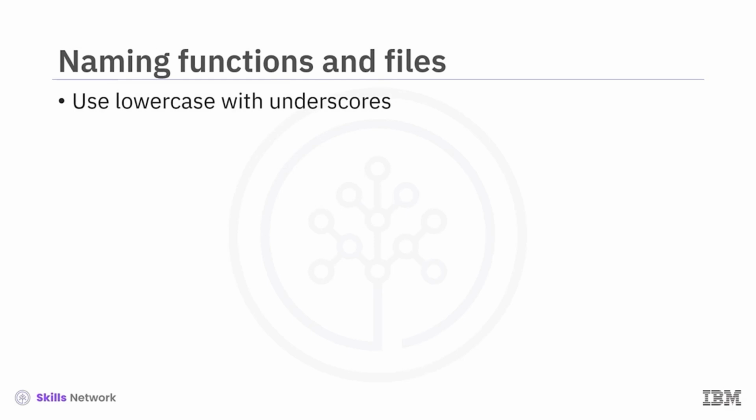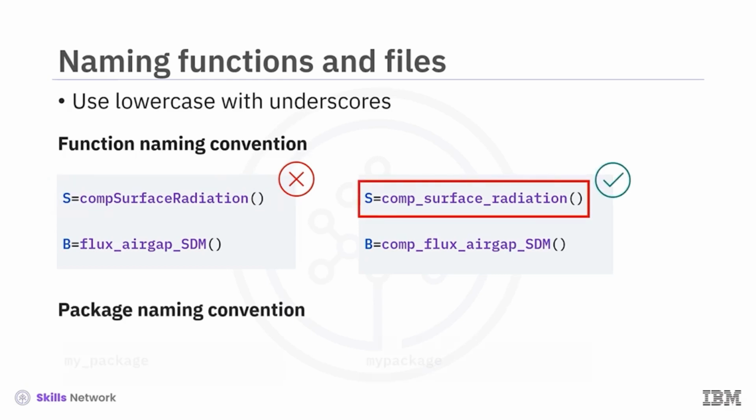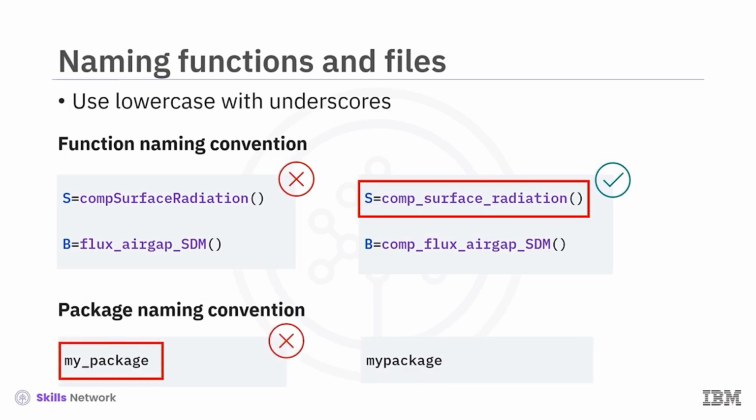Wondering why? Python uses the naming convention and has many built-in libraries and predefined functions that use the common naming conventions. Therefore, using a lowercase function name, preferably with underscores, is advisable to make the functions unique. For example, instead of writing the function name as compSurfaceRadiation with capital S and capital R, write comp_surface_radiation. An exception to the rule is the naming criteria for Python packages, where underscores are generally discouraged. For example, instead of writing my_package, write mypackage.